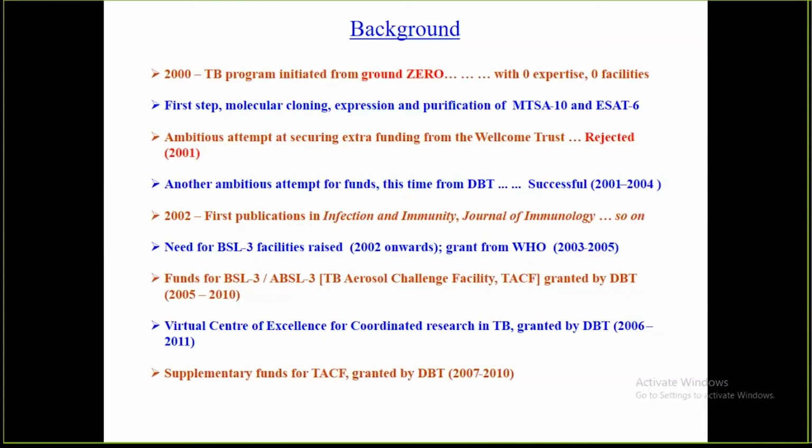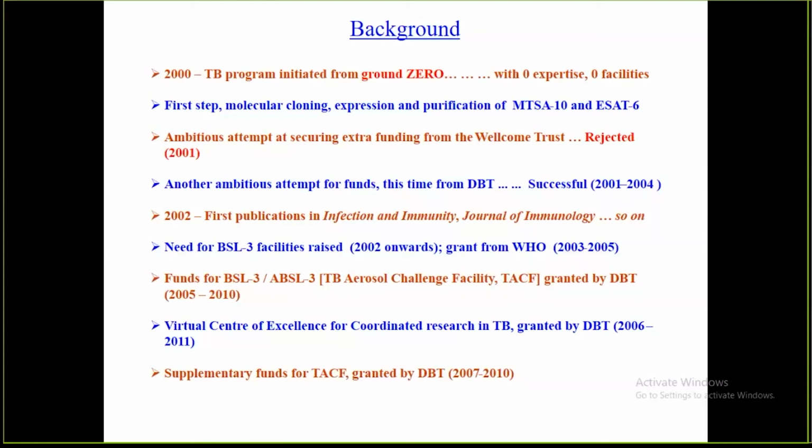And they also came up with this idea, why not have a huge program? Not huge in the sense that many people should work together. TB is such a huge problem. It's not that one or two labs will work and find some solution. Why not bring together people so that you can work together and then attack the problem from different angles? And that's how the idea of virtual center for excellence came up.